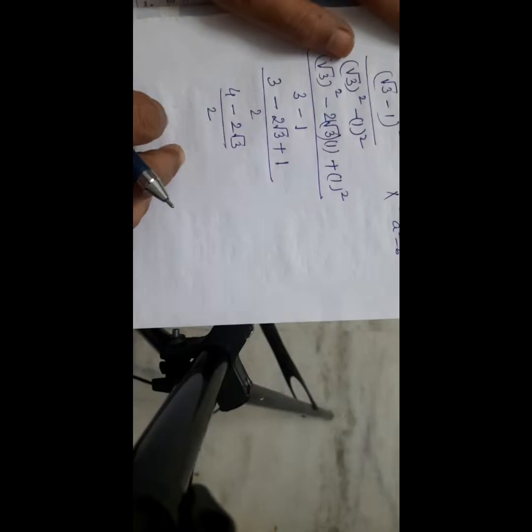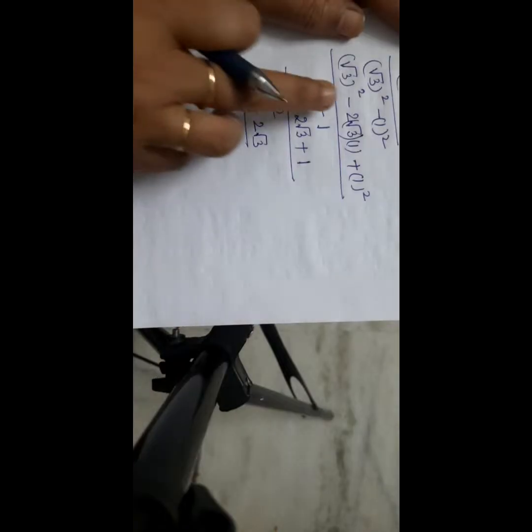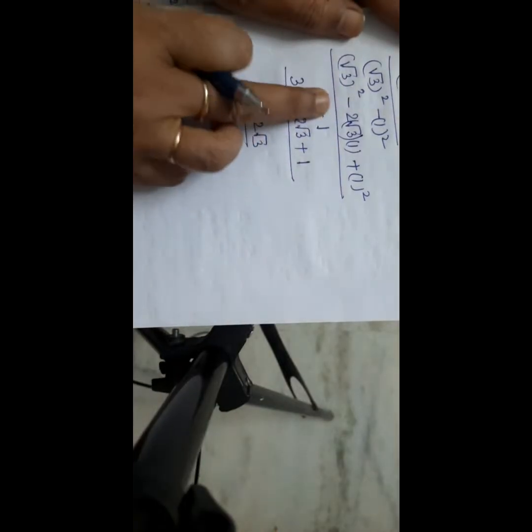Okay, move to 2 plus 2 root 3 is the correct answer. Okay, let me see. Plus will not come up. So here minus is there. Here it is a minus b whole square. So in front of 2 root 3, minus will come.